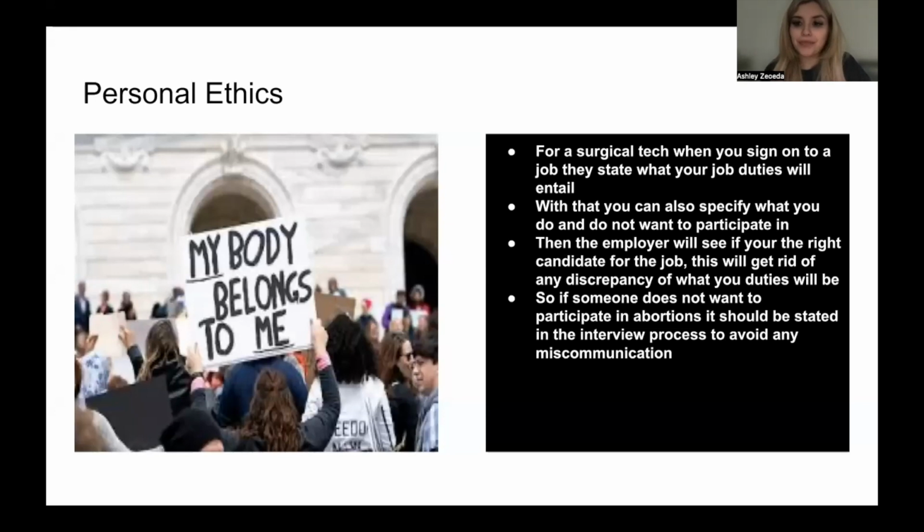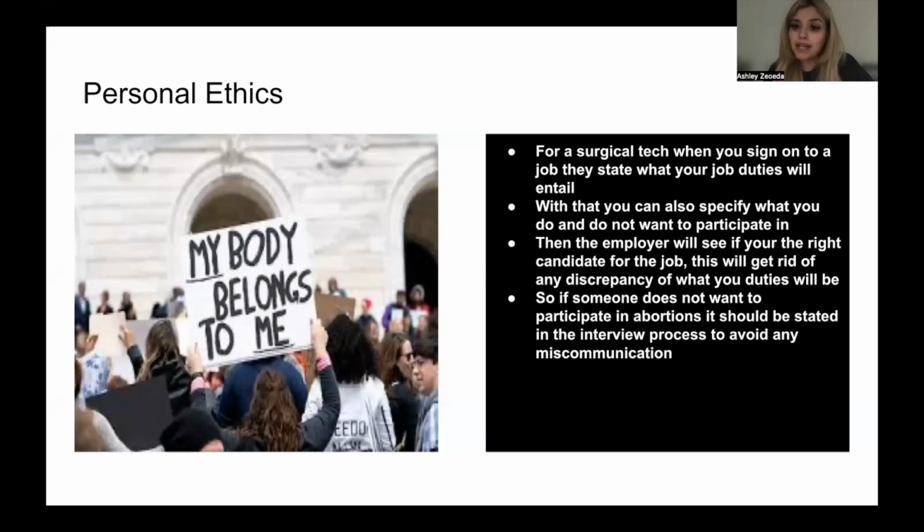Thank you, Mark. Thank you, Bryan. Personal ethics. As a surgical technologist, we will have duties that don't align with our own personal ethics. While finding a new employer, we will need to let them know what we are and are not comfortable with. As a surgical technologist, we need to provide the highest level of patient care possible. Patients should be able to feel compassion regardless of who they are or what the circumstance is.